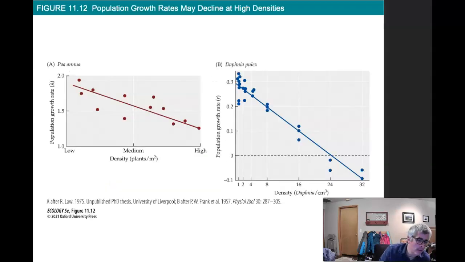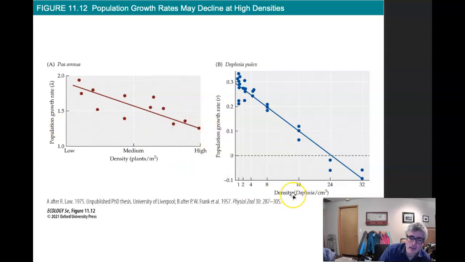I think the next graph is better than that. Okay. So here's population growth rate, lambda. 1 is stable, right? Finite growth rate, geometric growth rate, doesn't really matter. 1 is not growing. 2 is basically doubling every year. This is the density of plants, low, medium, high. And at lower densities, plants have a higher population growth rate. At higher densities, plants have a lower population growth rate.